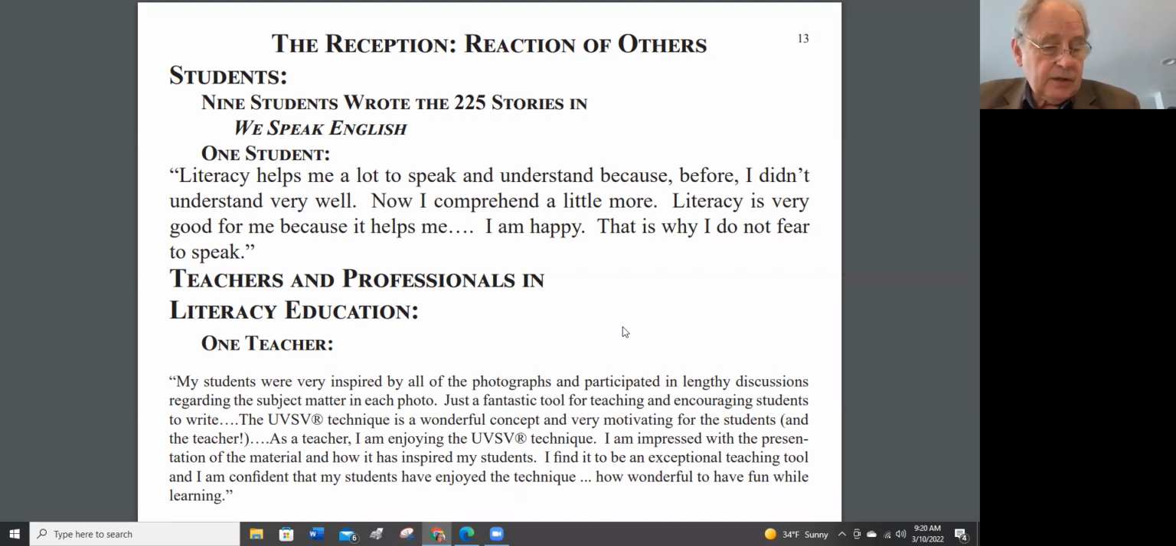Just a fantastic tool for teaching and encouraging students to write. The UVSV technique is a wonderful concept and very motivating for the students and the teacher. As a teacher, I am enjoying the UVSV technique. I am impressed with the presentation of the material and how it has inspired my students. I find it to be an exceptional teaching tool, and I am confident that my students have enjoyed the technique. How wonderful to have fun while learning.